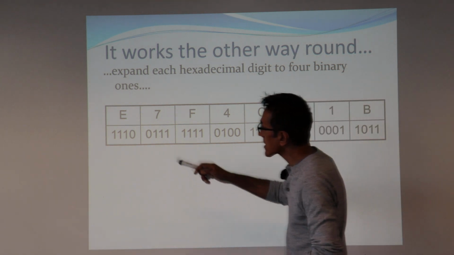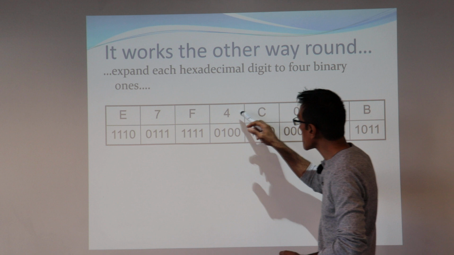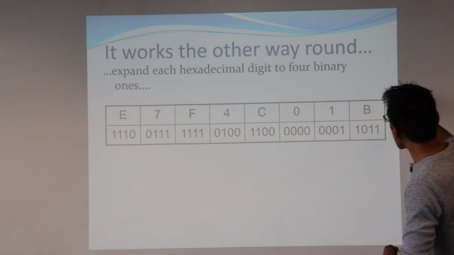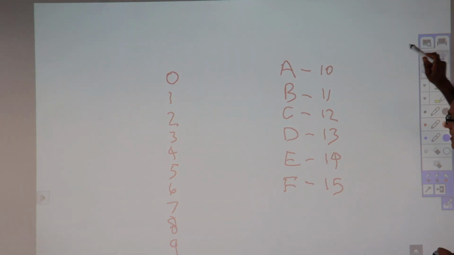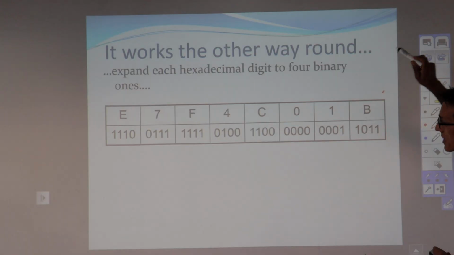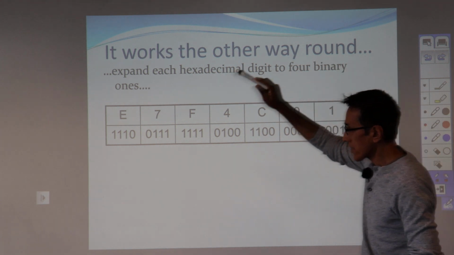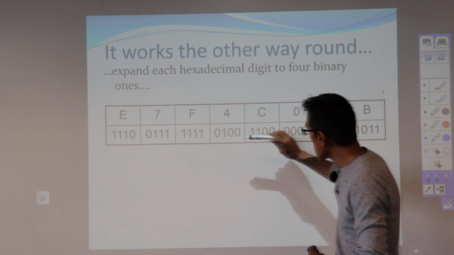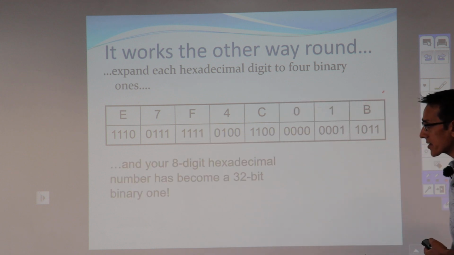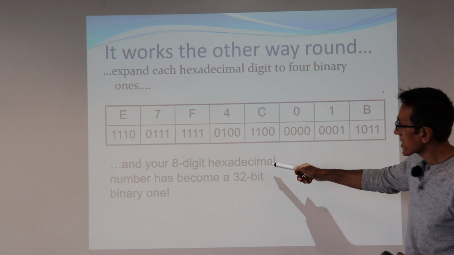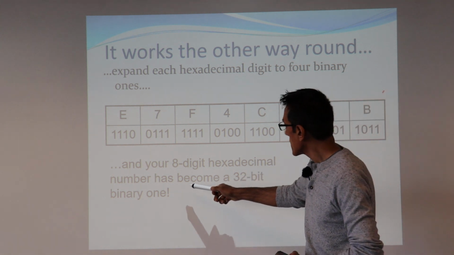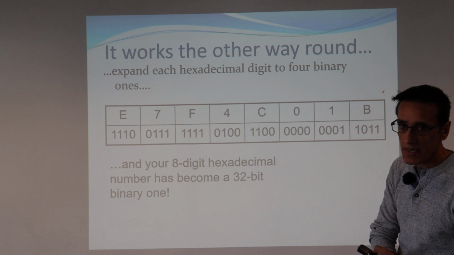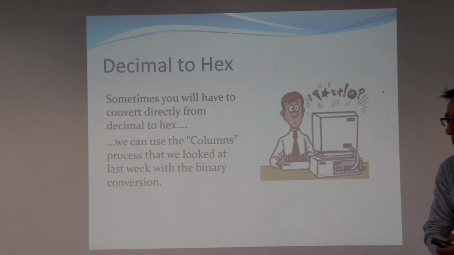And it works the other way around as well. Let's say you had the hex numbers. All you've got to do is establish what the hex number is in base 10 and then work out the binary equivalent for that, combine them all up, and there you have your 8-digit hexadecimal number, which has become a 32-bit binary number.